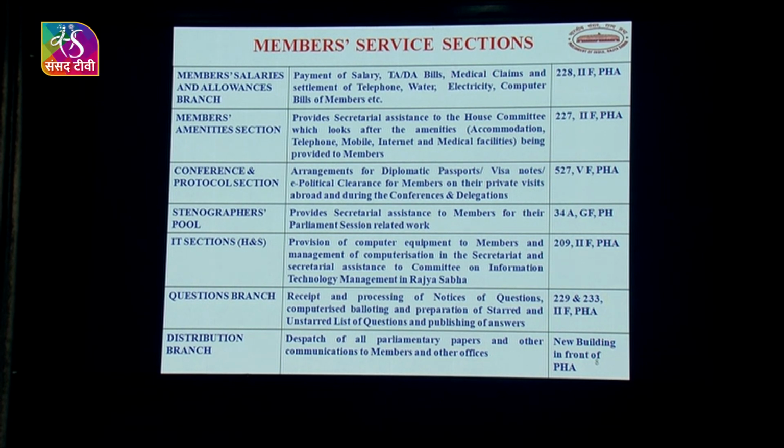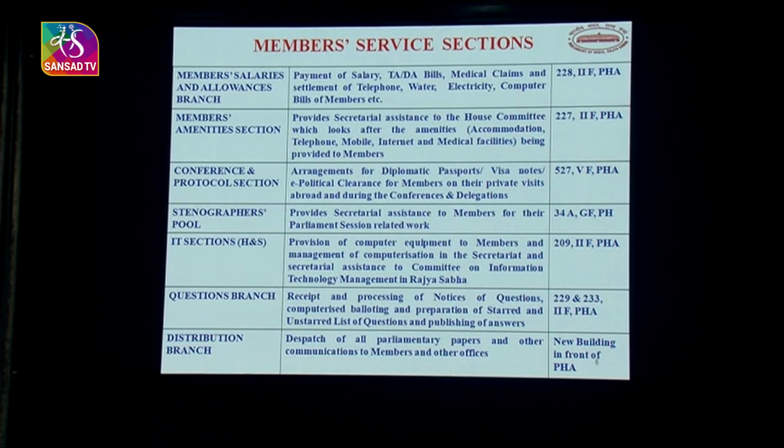And next to that, we have a members' amenities section also, which is distinct from the members' salaries and allowances branch. In short, we call them the MSA branch and the MA branch. The MA branch, that is the members' amenities section, provides secretarial assistance to the house committees and other incidentals like accommodation, telephones, mobile, internet, and medical facilities which are provided to the members.